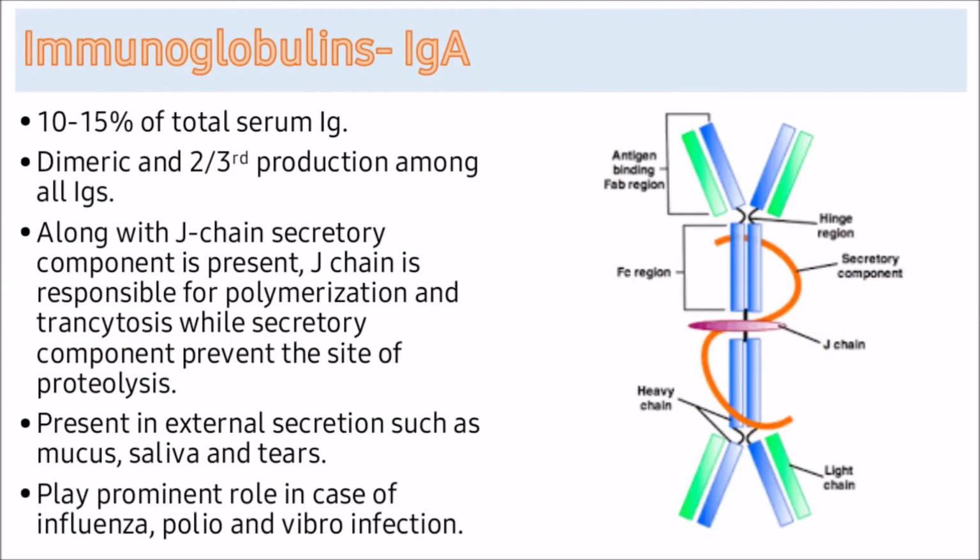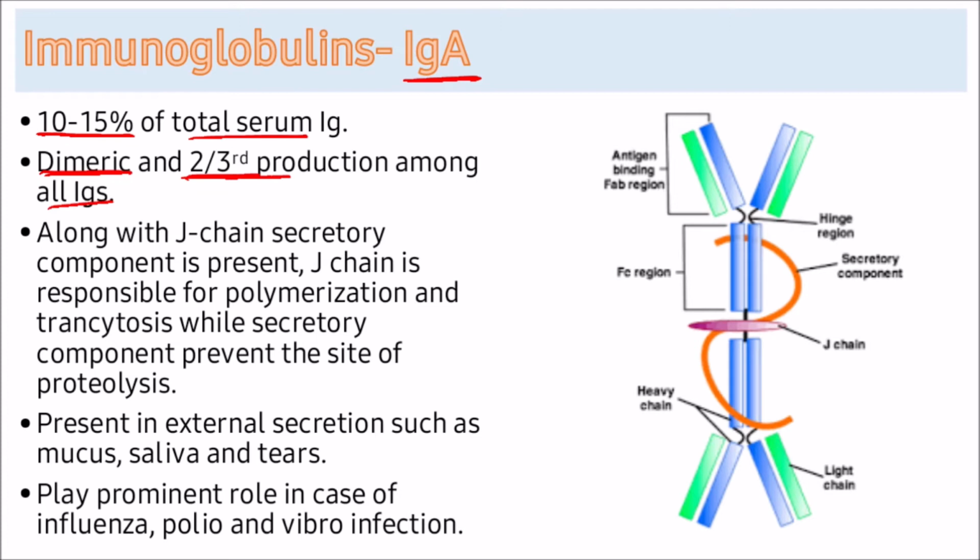So coming to our next immunoglobulin, that is IgA. It is 10 to 15% of total serum immunoglobulin concentration. It is dimeric in nature, and among all the Igs, the maximum secretion of immunoglobulin is of IgA, approx 2/3 of production among all the Igs.